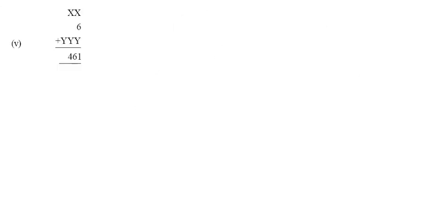Let us see the next question. That one is the fifth question. X and here is 6 and y. So we get here 4 6 1. So let us see how we can do it.